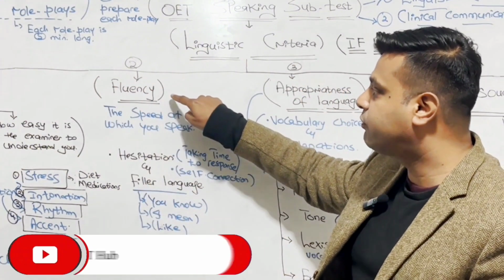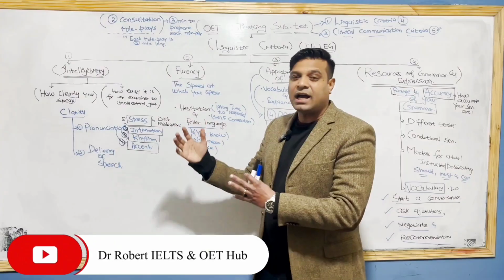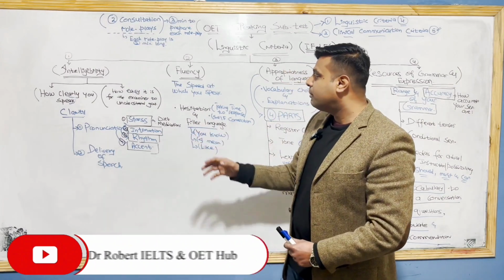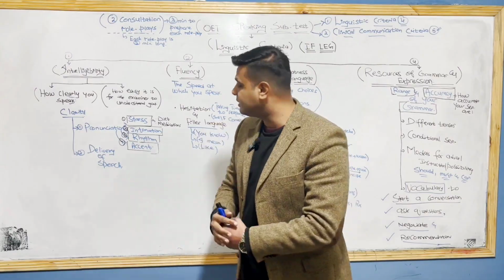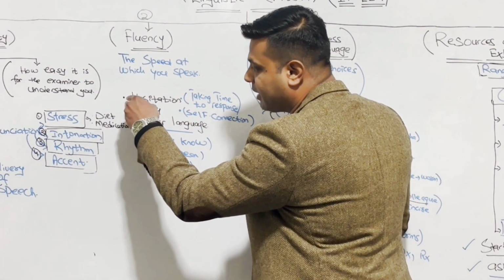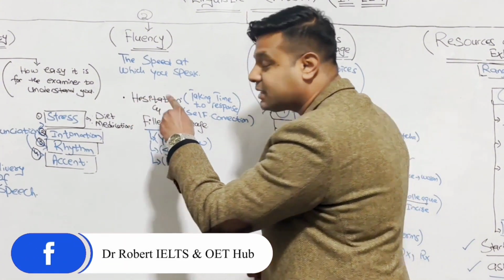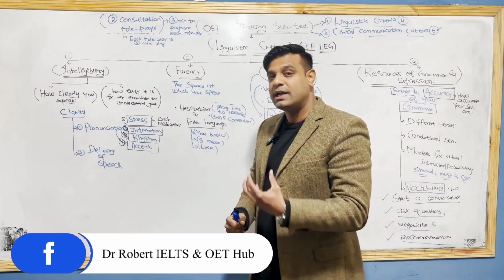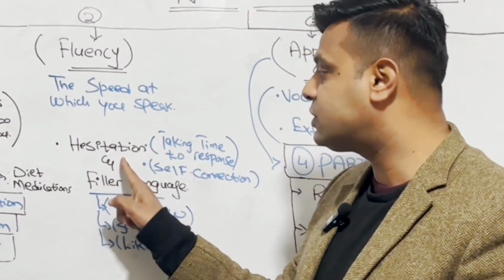Now, let us jump to the fluency criteria. The meaning of fluency is the speed at which you speak. Many people speak really fast, many people speak really slow, but there are two things candidates do in the OET speaking, and the first one is hesitation. They hesitate when they speak to the patient. What is the meaning of hesitation?